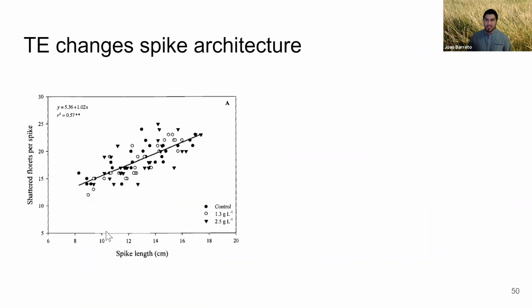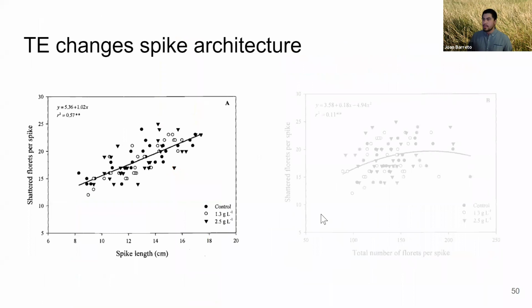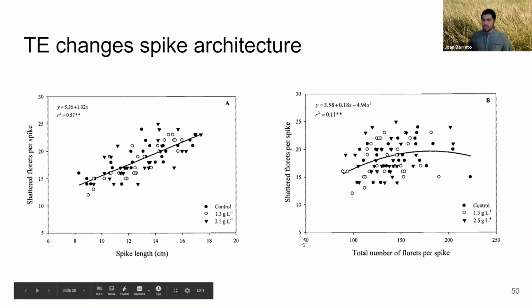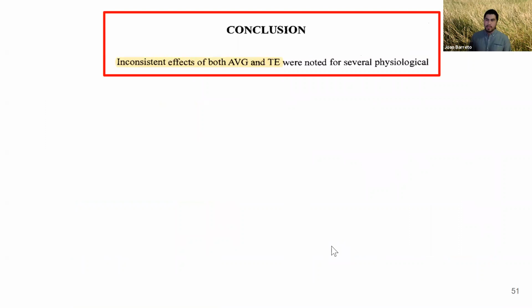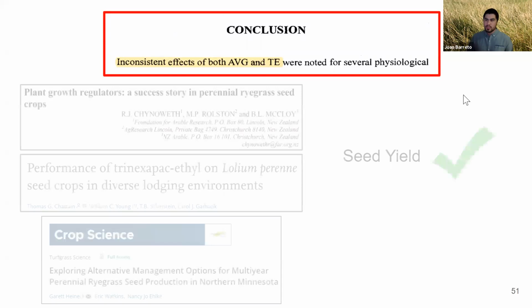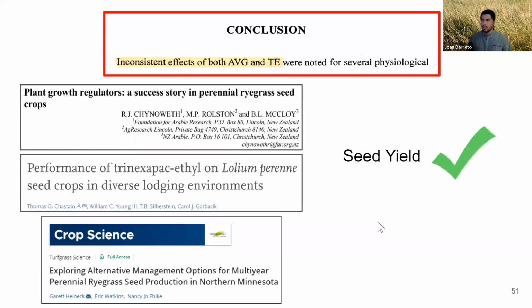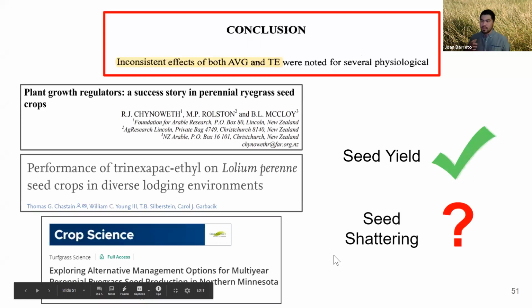There's a direct relationship between spike length and shattering, as well as between the number of florets per spike and shattering. In general, the conclusion of their study is that the use of both ethylene inhibitors, such as AVG, or gibberellin inhibitors, so inhibiting these hormones, had inconsistent effects. And there's plenty of literature showing that plant growth regulators have been really successful in increasing seed yield in perennial ryegrass. But the effect on seed shattering remains to be elucidated.